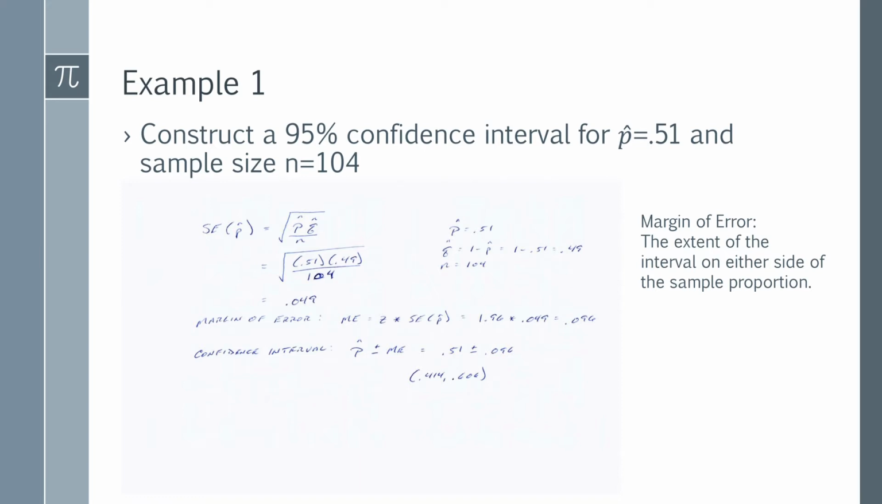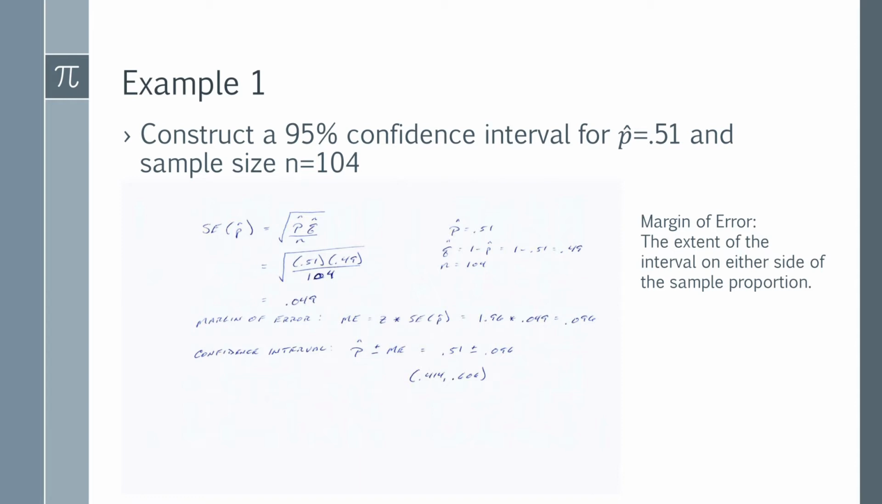Now the next thing that we want to do is calculate our margin of error. And our margin of error is the extent of the interval on either side of the sample proportion. So our formula is the margin of error equals the z-score times the standard error of p hat. Well, the z-score associated with a 95% confidence interval is 1.96. So we multiply that by our 0.049, and that gives us a margin of error of 0.096.